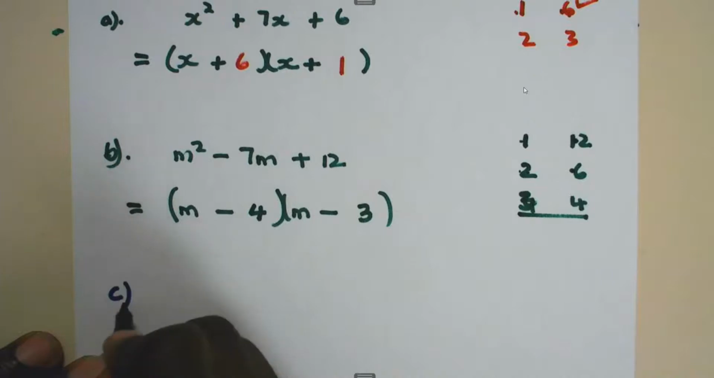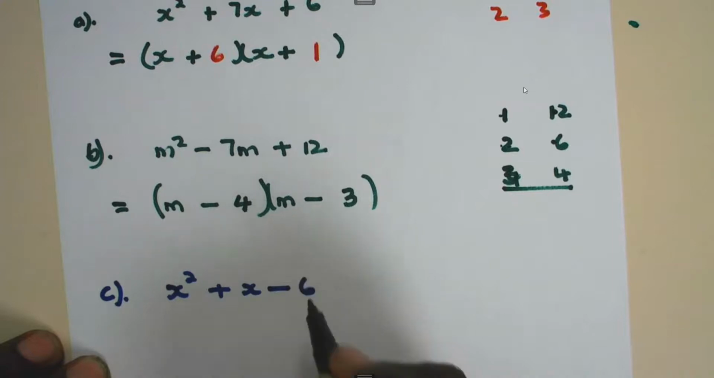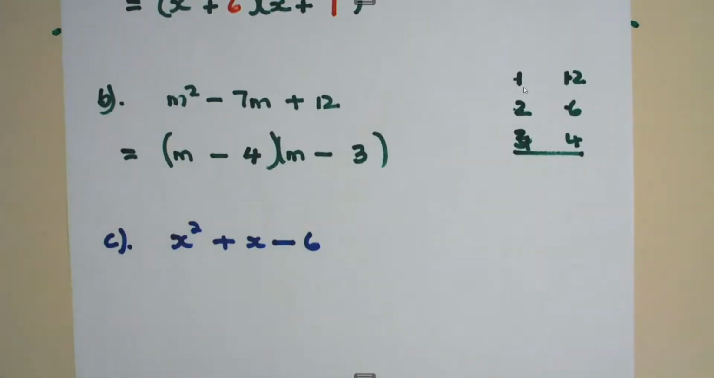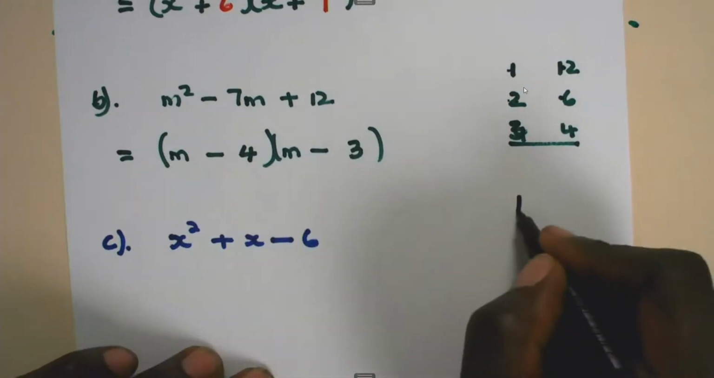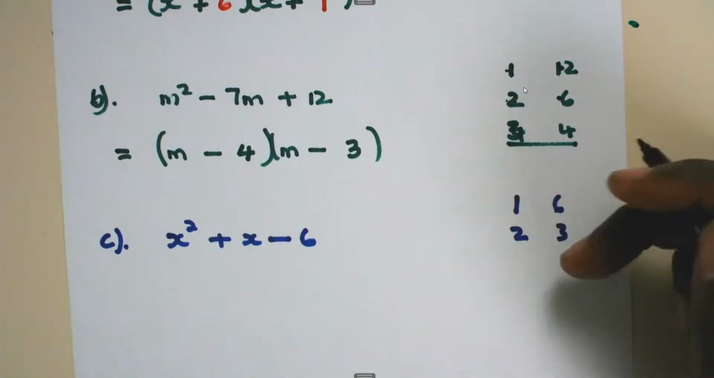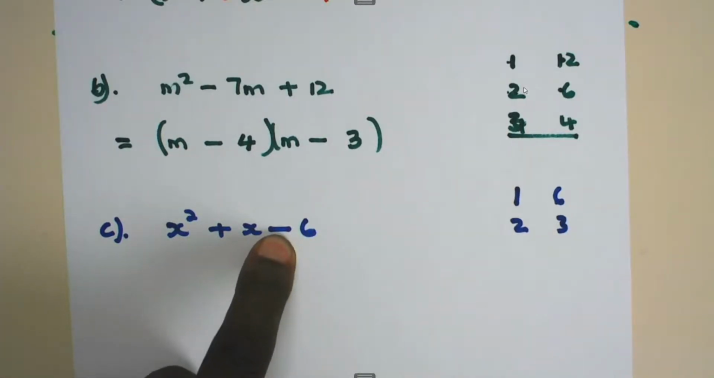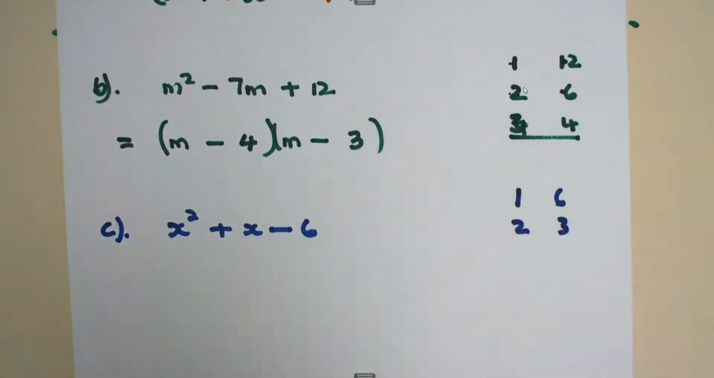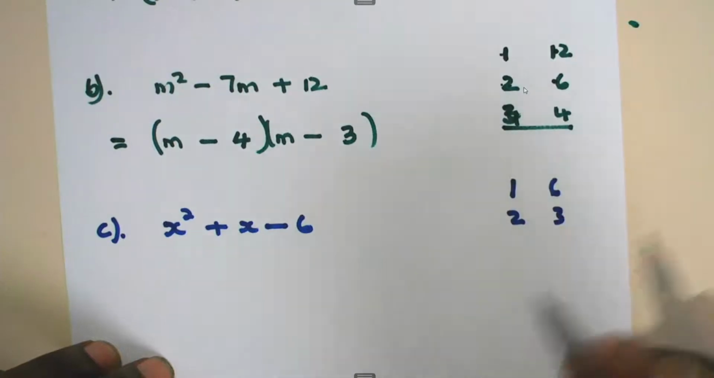Number C, we have x squared plus x minus 6. Explain again, exactly what I said. We want the factors of 6: 1 and 6, 2 and 3. The product of these factors gives you 6. The negative sign next to 6, what does it mean? They have different signs. In other words, the factors of 6, whether 6 and 1 or 3 and 2, have different signs.